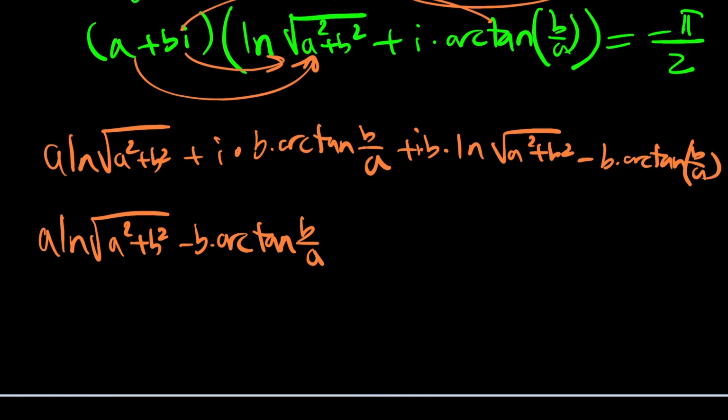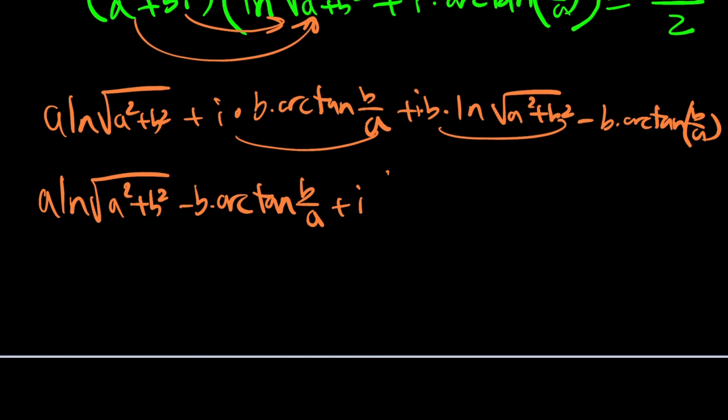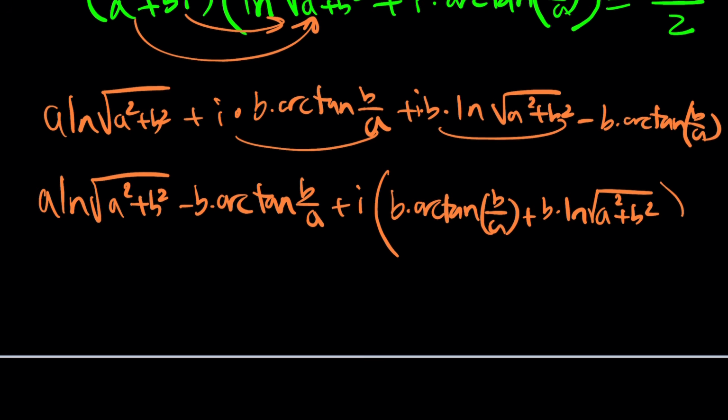That would make the real part. And then these two would make the imaginary part. So we're going to factor out an i and then write b arctangent b over a plus b times ln of square root of this. We could even factor out an i times b, but I don't think that's a big deal. Okay. And now what are we going to do?